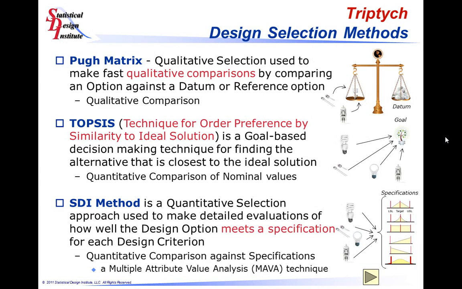So in reviewing these techniques, we can see that basically preliminary subject matter expert type knowledge could be used for the Pugh Matrix. We need technical nominal data for the TOPSIS method, and then for the SDI method we need technical data, quantitative data combined with specifications in order to perform the evaluation. So let's go look at a specific example using each one of these three techniques.